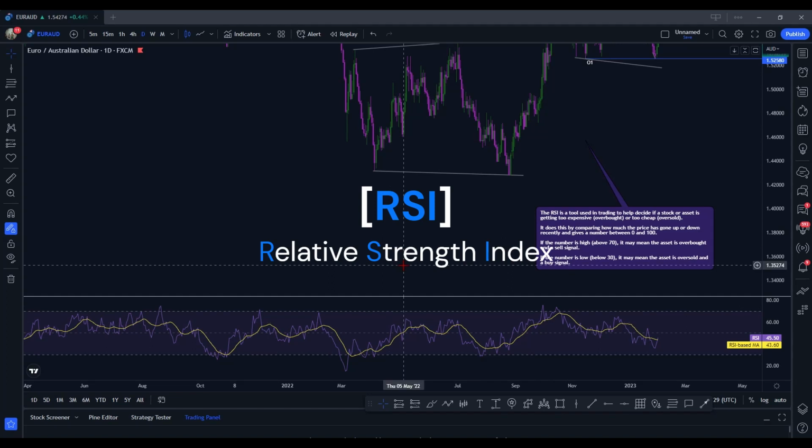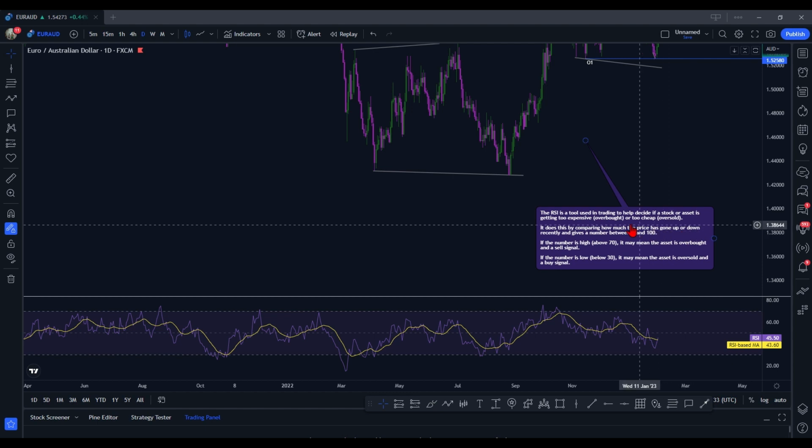Hey, wanted to make a quick video on the relative strength index. So the RSI, what is the RSI? RSI is the relative strength index. It's a tool that is used in trading to decide if a stock or asset is getting too expensive, considered as overbought, or too cheap, considered as oversold.